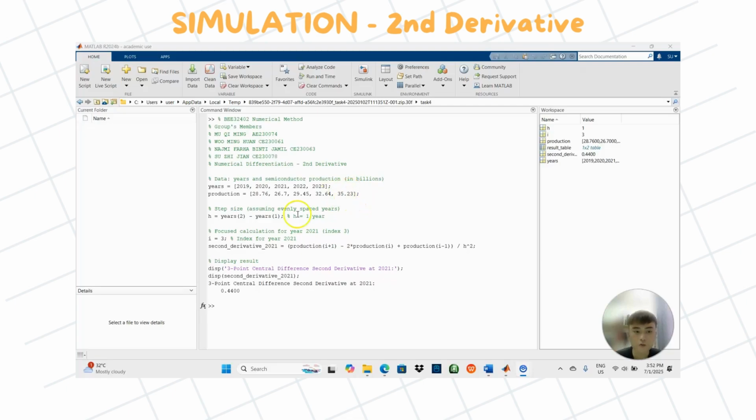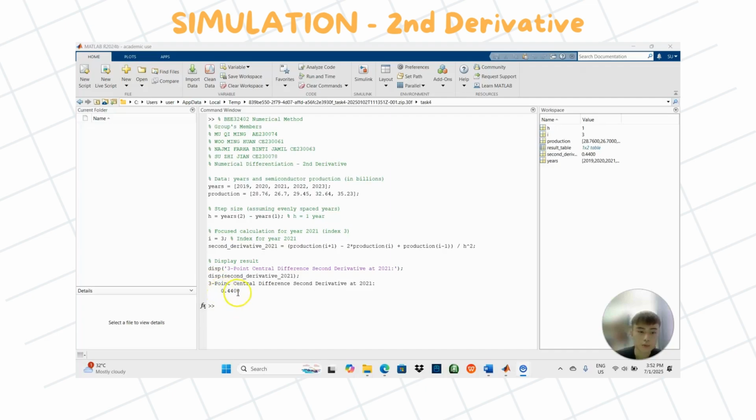First we need to calculate the step size. After we put in the formula, we get the step size h equal to 1, which is 1 year, for this question. After that, we need to calculate for the year 2021. This is the formula for the 3-point center. After that, we need to display the result. This is the code to display the result.